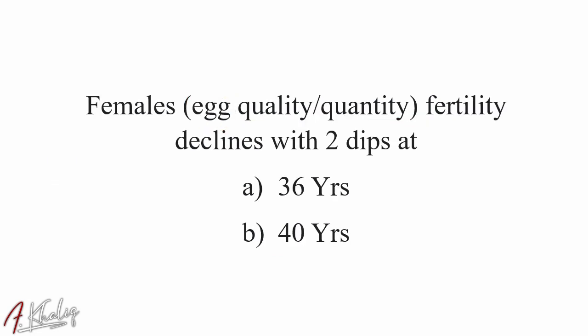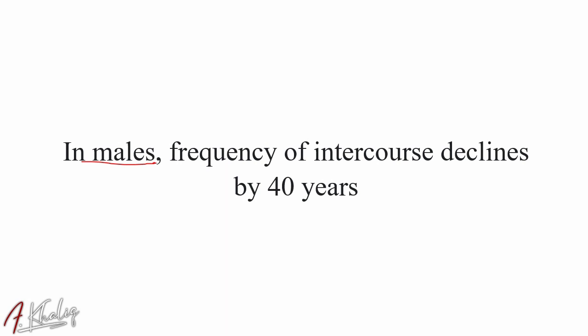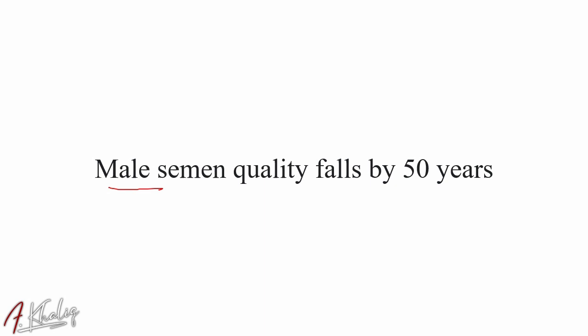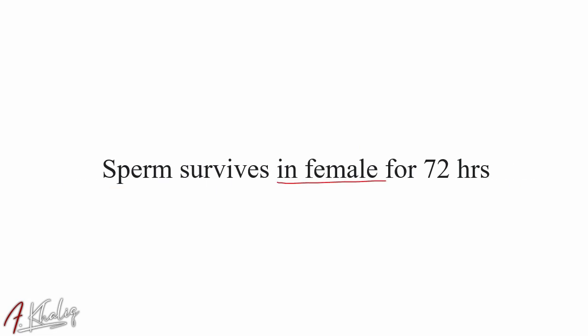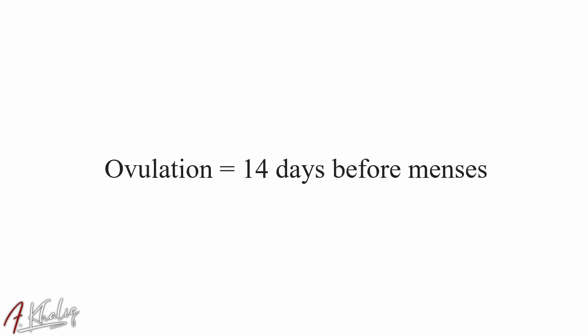Now, if you plot a graph of quality and quantity of eggs in a female, you get the two dips in the graph. First dip you're going to see at 36 years, and the second dip you're going to see at 40 years. In males, the frequency of intercourse declines by the age of 40 years, and in males, you're going to see fall in the semen quality by the 50 years of age. Now, the egg in the female is going to remain fertilizable 12 to 24 hours after ovulation. The sperm is going to survive in the female for 72 hours. Ovulation is seen 14 days before menses.